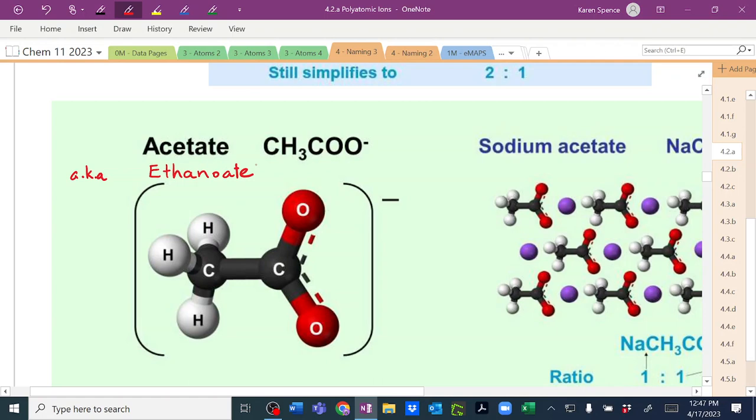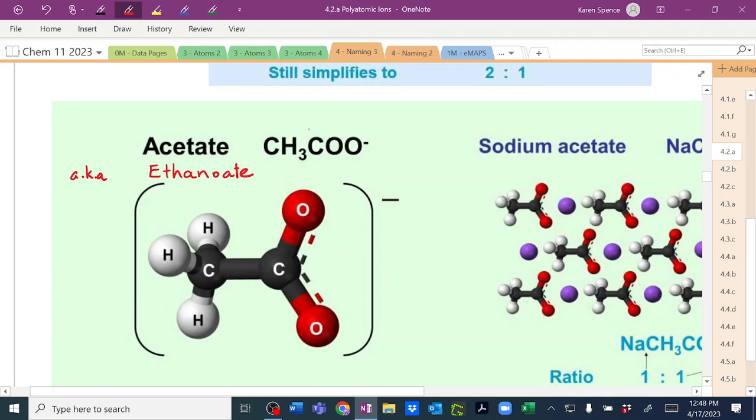So acetate is the common name. Ethanoate is the IUPAC name, the International Union of Physicists and Chemists. So you can use either name, whichever you prefer. And in fact, sometimes you will even see the ion written sort of differently.